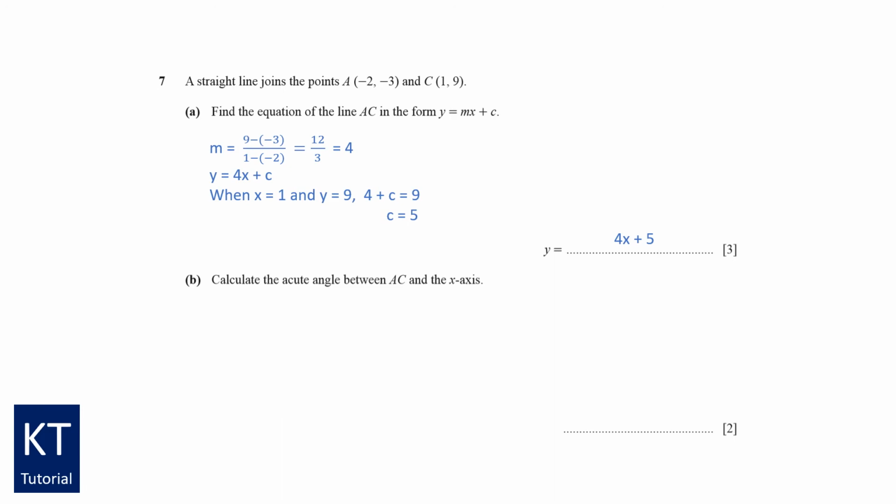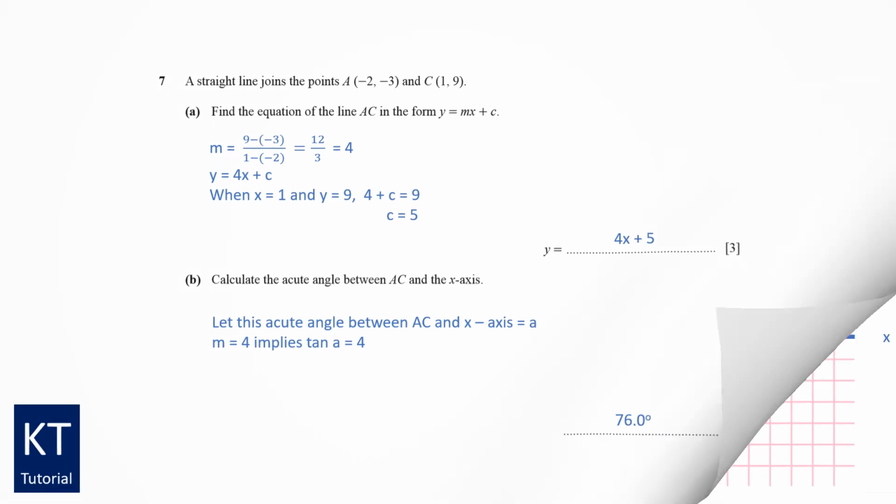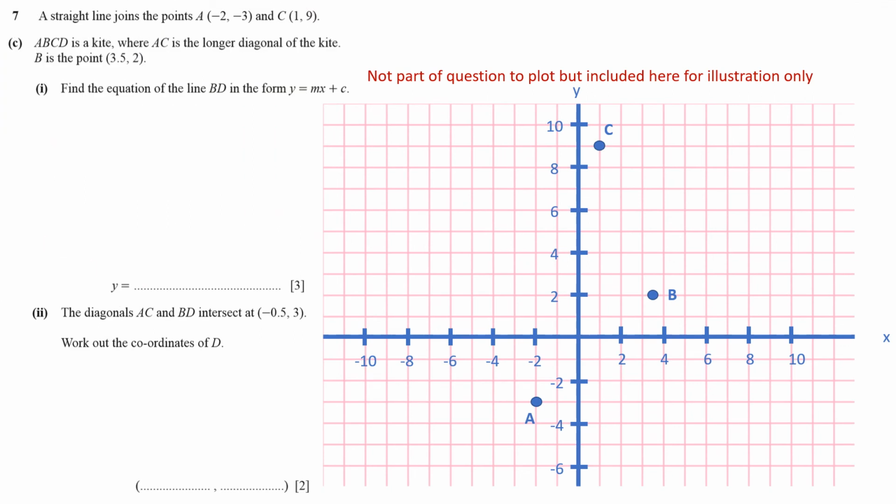Next, calculate the acute angle between AC and the x-axis. With m being 4, the tangent of this angle is also 4. By doing arctan of 4, we would arrive at this angle being 76 degrees. Question 7c. ABCD is a kite where AC is the longer diagonal of the kite.